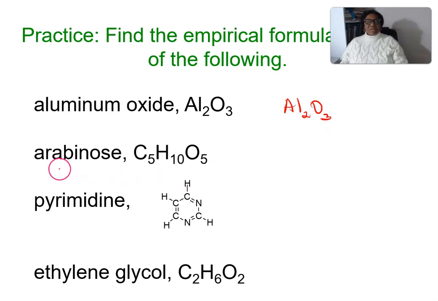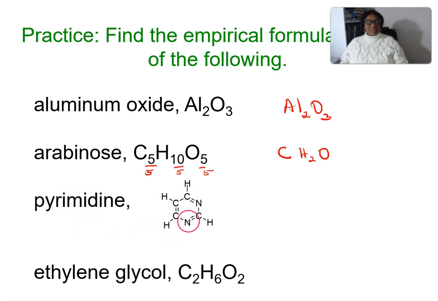But let's look at arabinose sugar. You see that these numbers are in a ratio of 5, so you can divide this by 5, 5, 5. So its empirical formula will be CH2O.